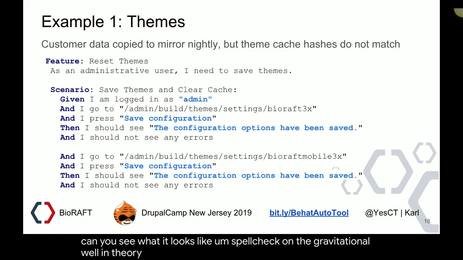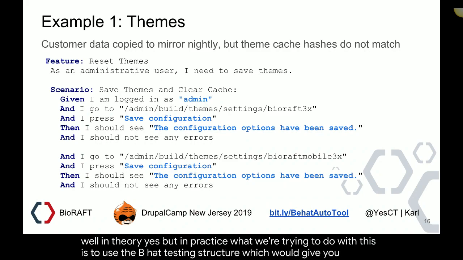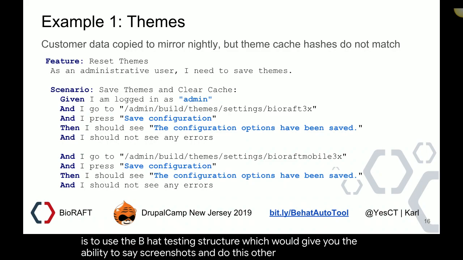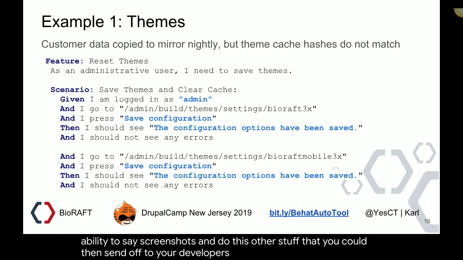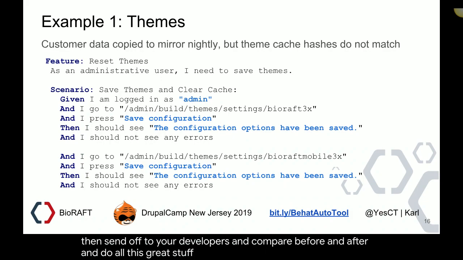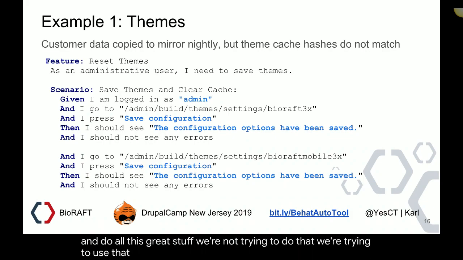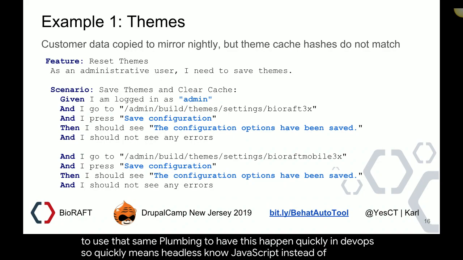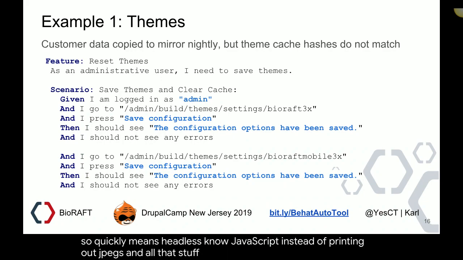Well, in theory, yes. But in practice, what we're trying to do is use the Behat testing structure, which would give you the ability to save screenshots and do other stuff that you could send off to your developers to compare before and after. We're not trying to do that. We're trying to use that same plumbing to have this happen quickly in DevOps. Quickly means headless, no JavaScript, instead of printing out JPEGs. And in a DevOps environment, yes, we are capturing in the logs whether it failed or not.